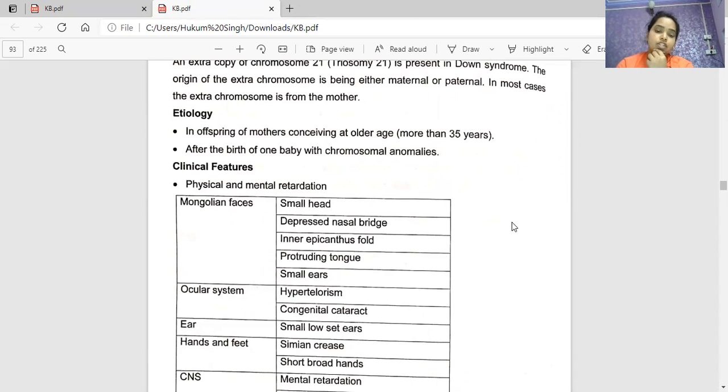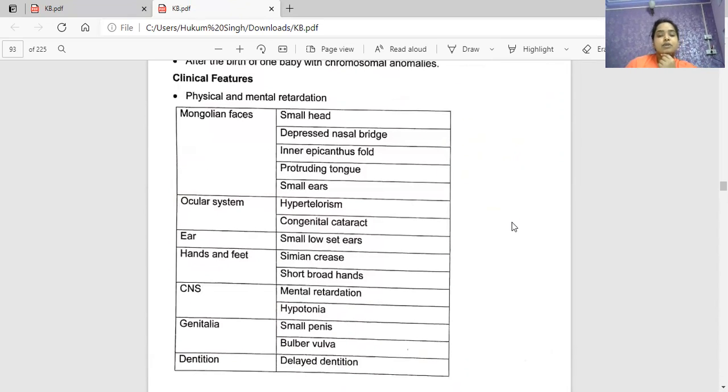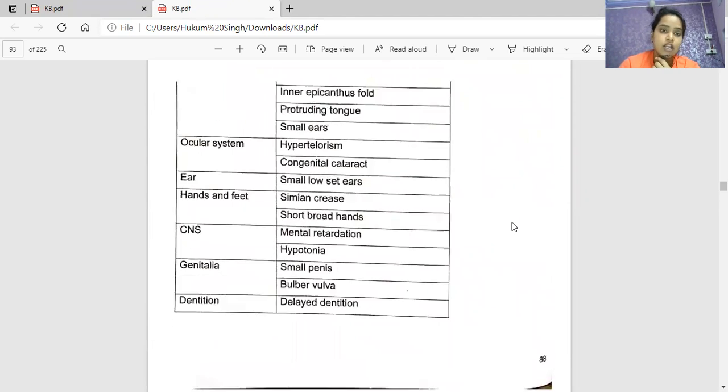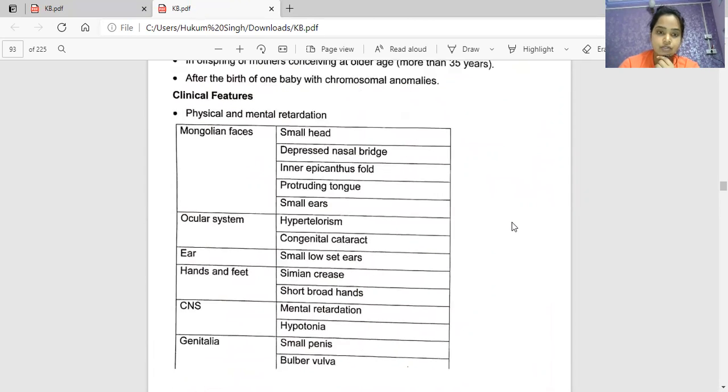hypertelorism and congenital cataract. The ears are small and low set. Hands and feet show simian crease, short, broad hands. CNS shows mental retardation and hypotonia. Genitalia shows small penis, bifid vulva, and dentition is delayed in children. So these are all the clinical symptoms of a Down syndrome patient.